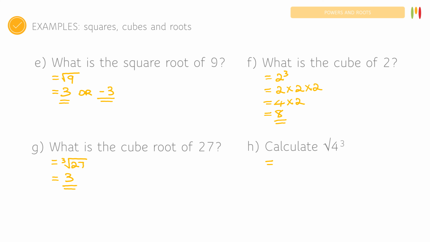We know 4 cubed is equal to 4 times 4 times 4. This is equal to 16 times 4, which is equal to 64. So we need to find the square root of 64. If we know our times tables well, we should know that 8 times 8 is 64. So the square root of 64 is 8. So that is our final answer.